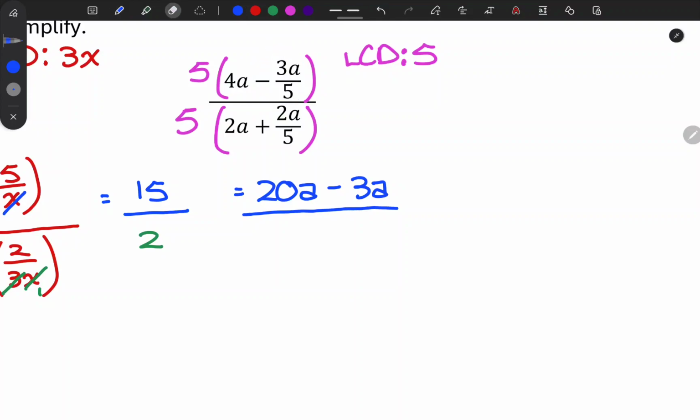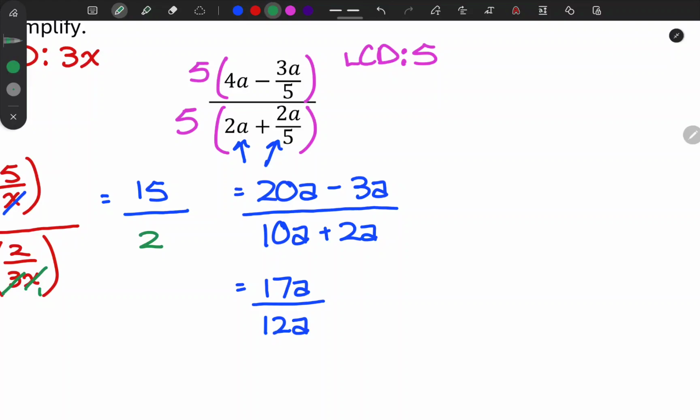So for the denominator, each of our two terms, that one and that one, are going to be multiplied by 5. 2a times 5 is 10a, and then plus 2a over 5 times 5 is just going to be 2a. Is this starting to look familiar to you? I hope so, because this is 17a over 12a, which amazingly, once we divide out those a's, is just going to be 17 over 12.